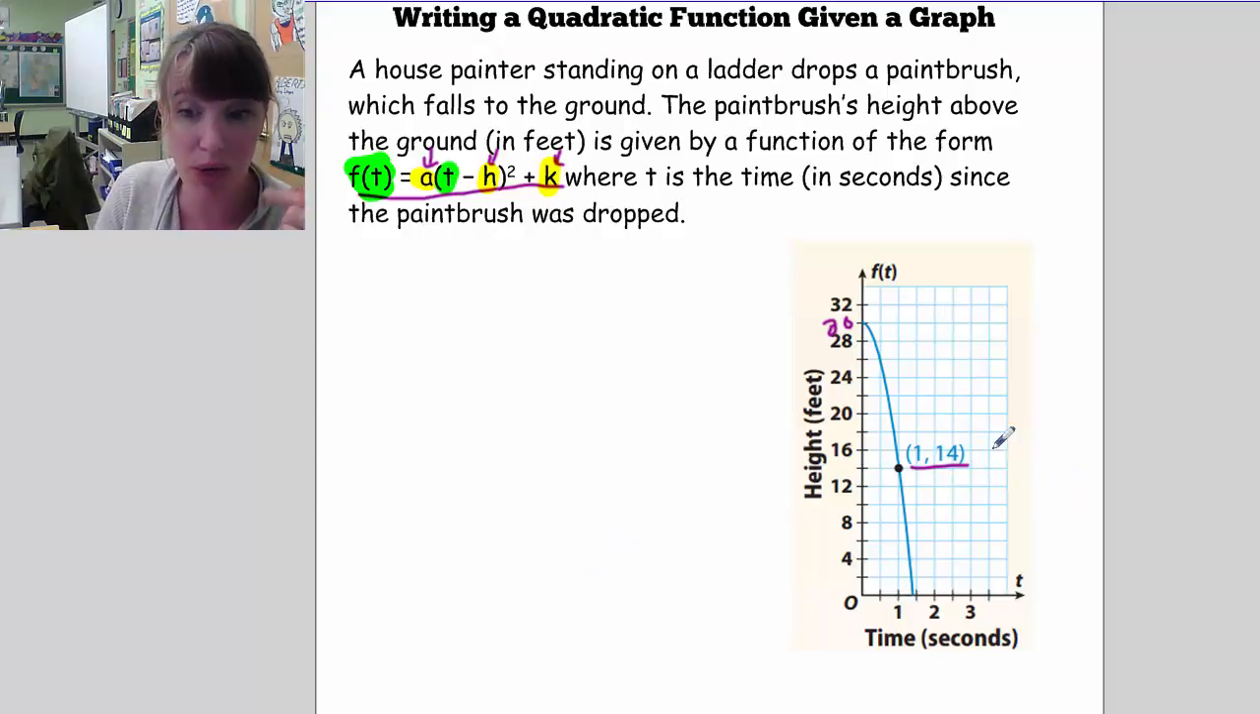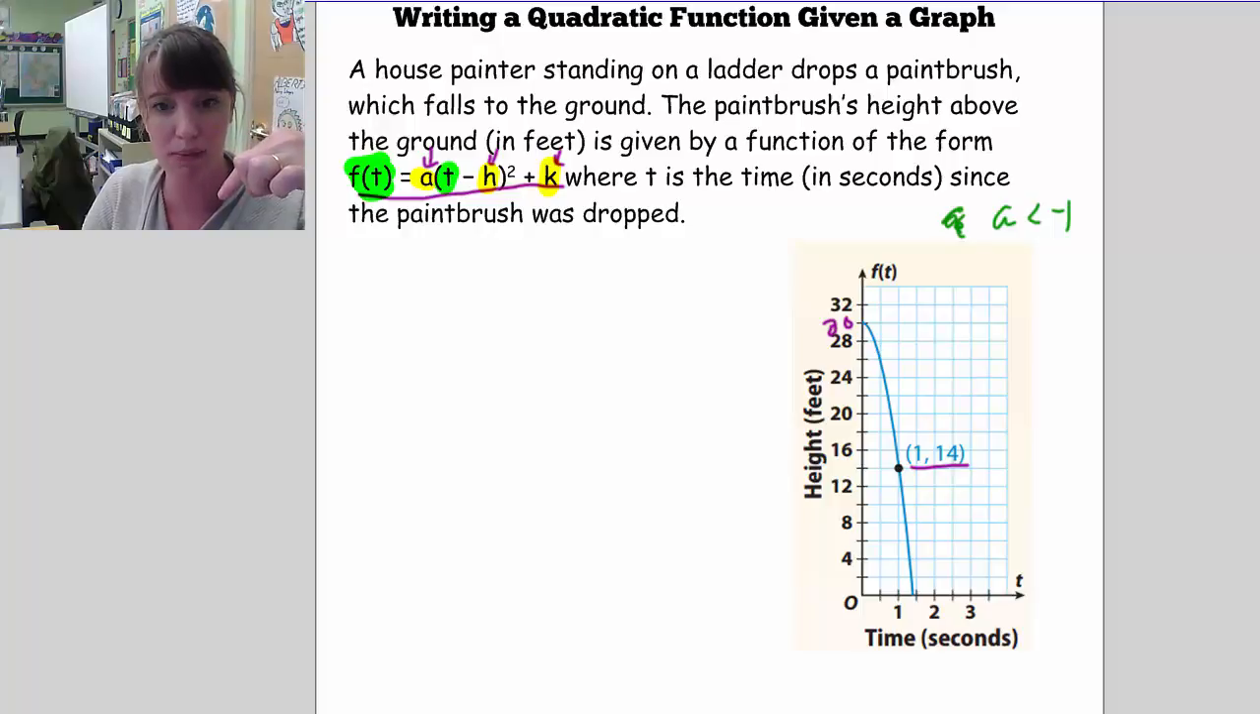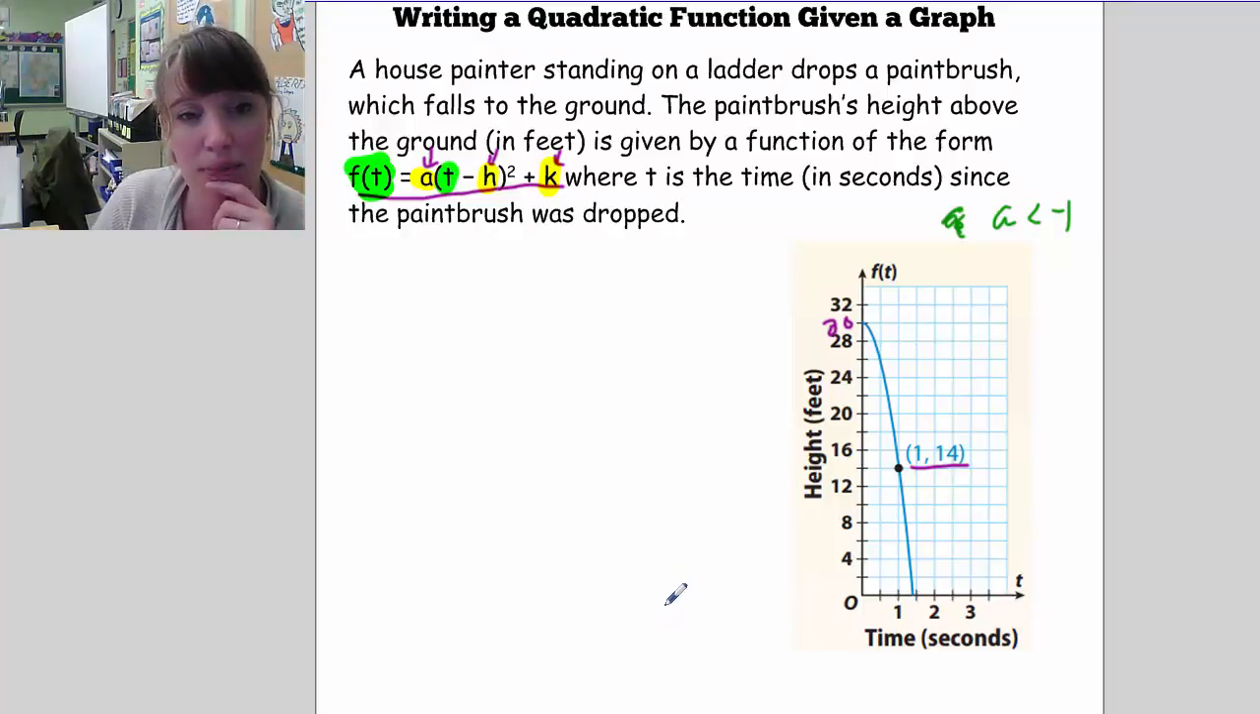I know, looking at the graph, the parabola is pointed downward, so I know that a is going to be less than -1. Not only is it downward, but I think the bowl has also been narrowed, or stretched out, as we say. So let's determine that last.